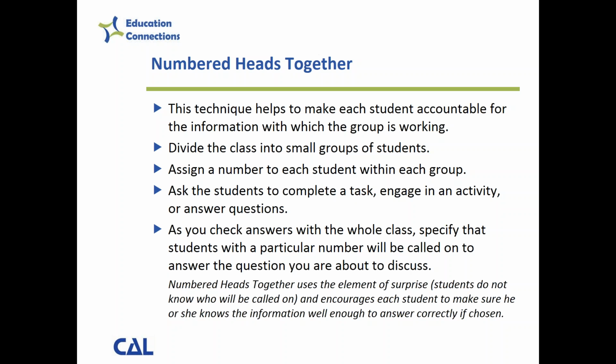Numbered heads together is a Kagan cooperative learning strategy. This allows students to work first individually, then collaboratively, but there is accountability to their work. So each student is given a prompt and allowed to answer individually. Then they put their heads together and share their answers. Let's say there's four at the table group. If this is the case, they will number off from 1 to 4, and then you as the teacher will say, oh, would all the number ones please stand up?